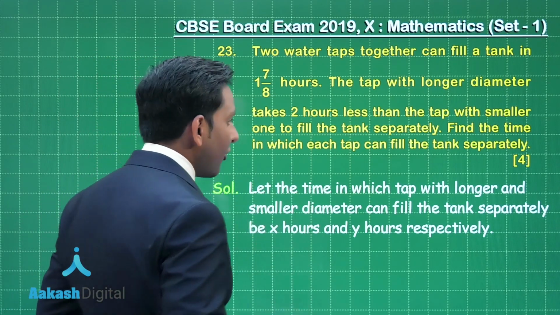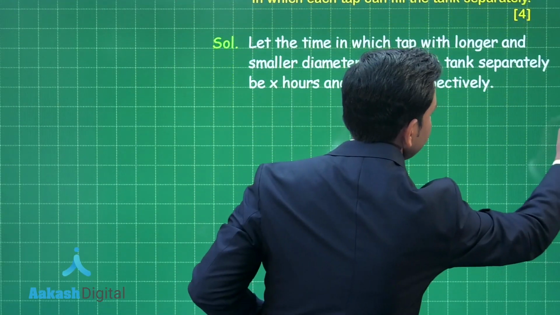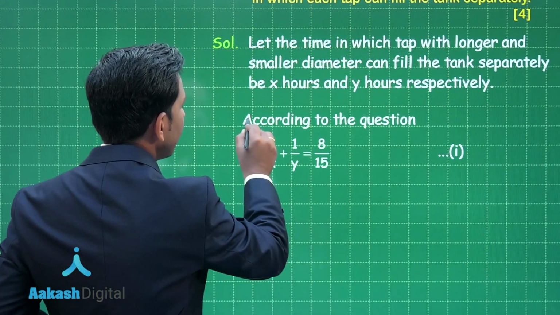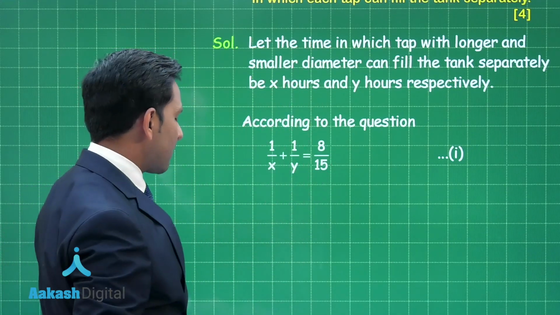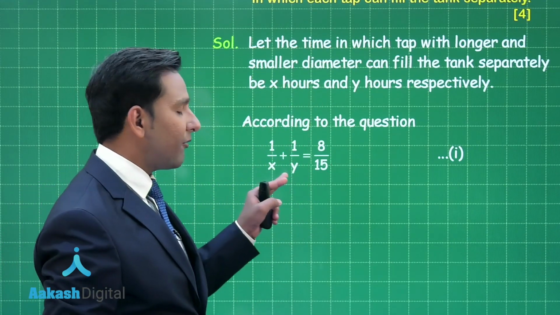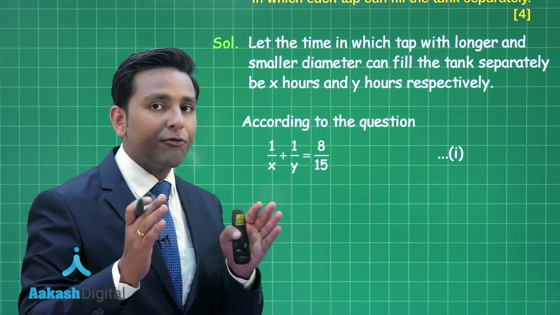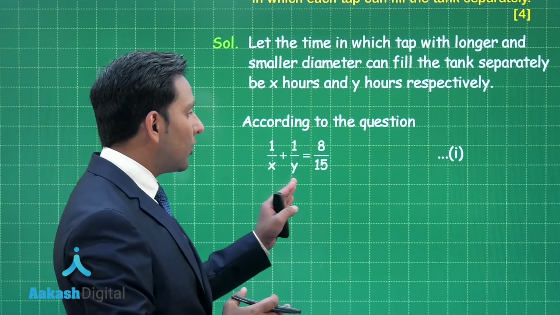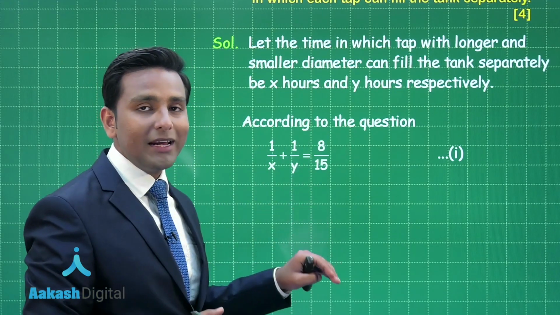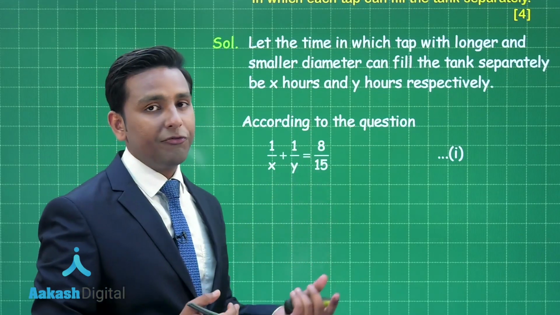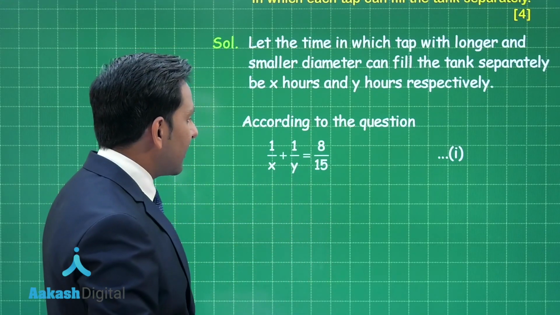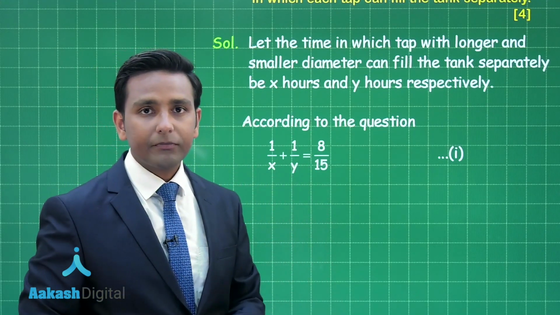In the next step of the solution you can write, according to the first information in this question, 1/x plus 1/y, that means part of the tank filled by both the taps, is equal to 1/(15/8), that can be written as 8/15. This is the first relation in x and y.